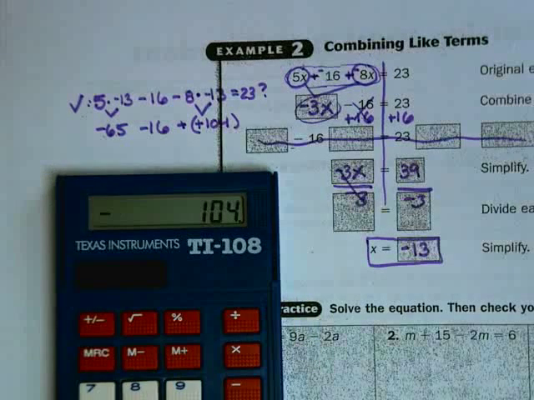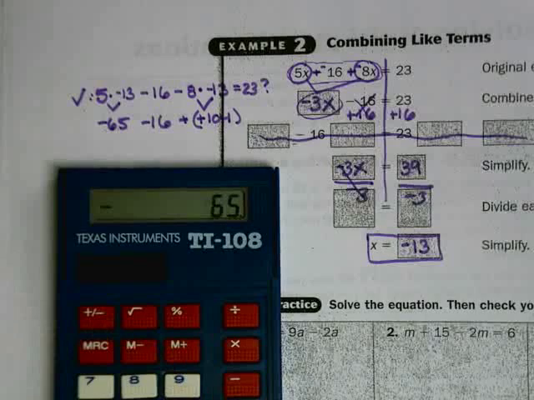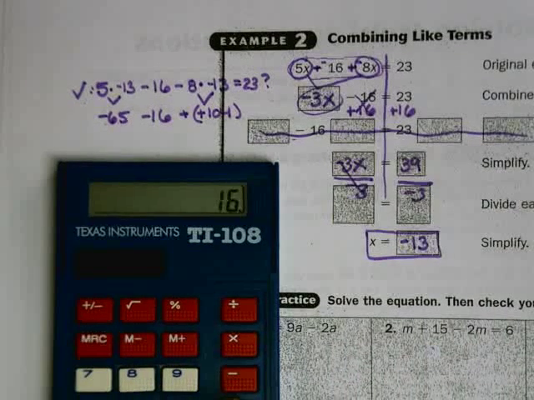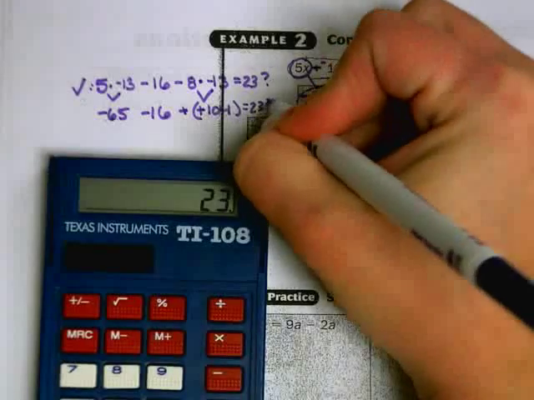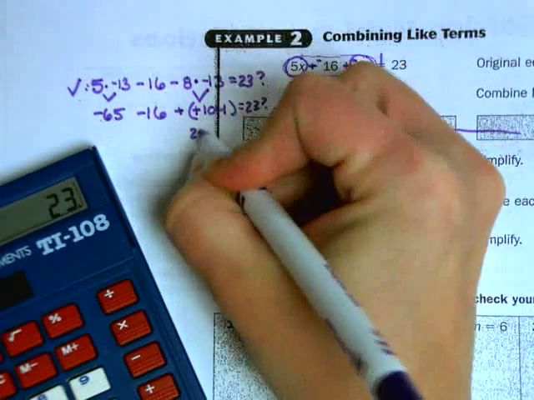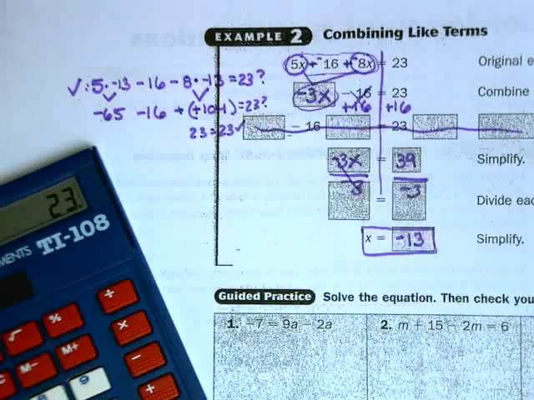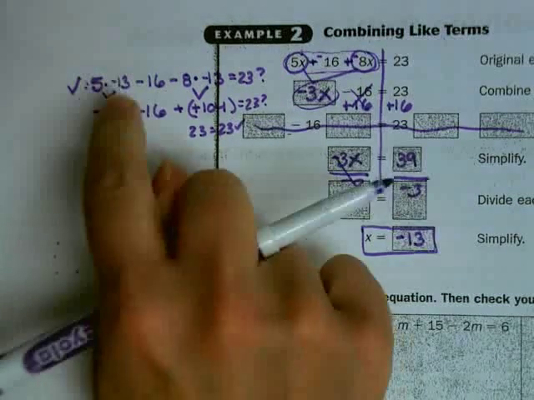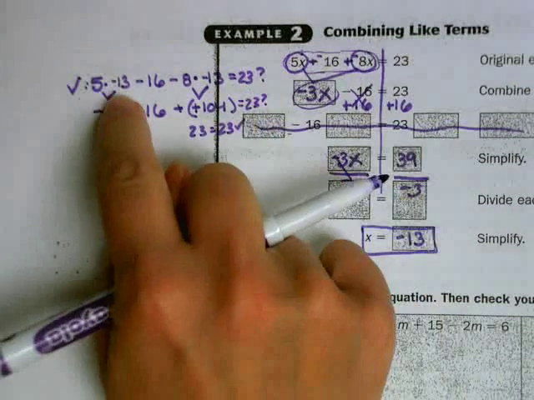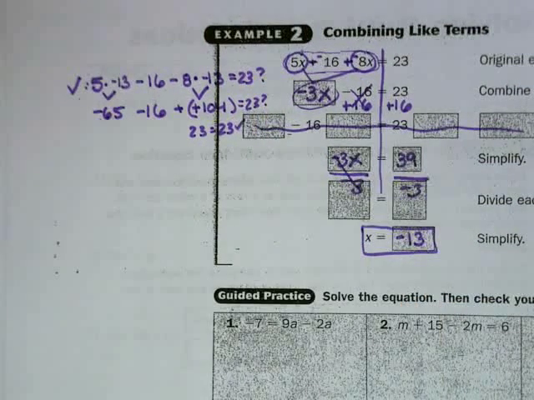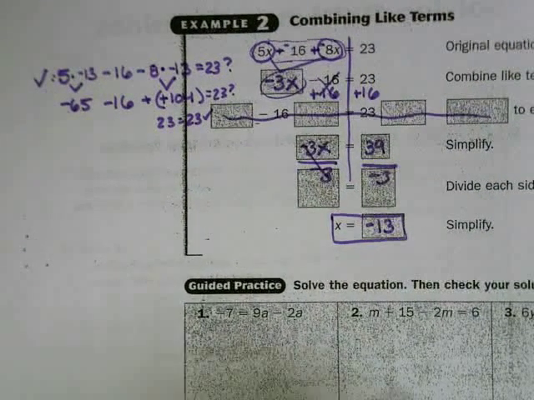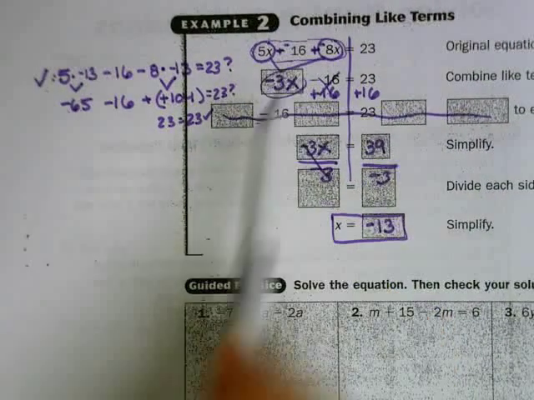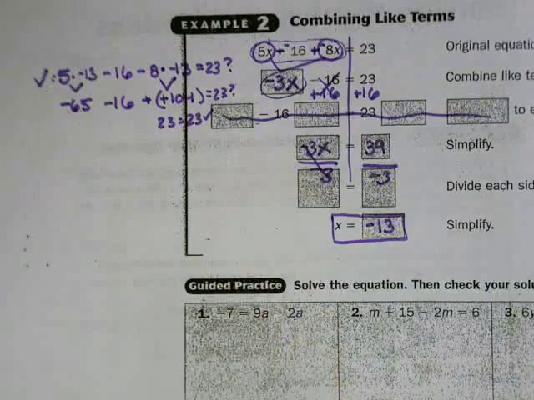Let's see, now since that's all adding, subtracting, I can just do this all at once. Negative 65 minus 16 plus 104, does that give us 23? Yes, so 23 equals 23. And we're done. So the check looks a little bit longer, but it's really still just kind of 3 lines of plugging it in, making sure it works. So all that we are doing differently right now is looking at the equation and seeing if we can simplify it first before we solve it.